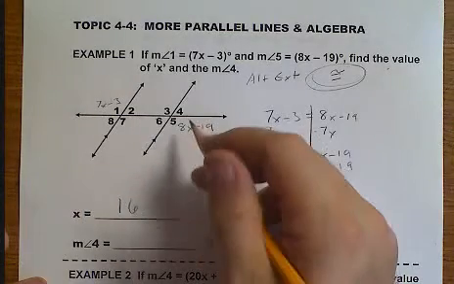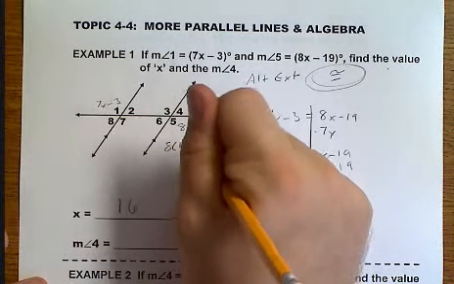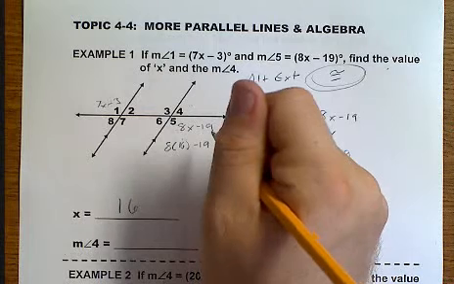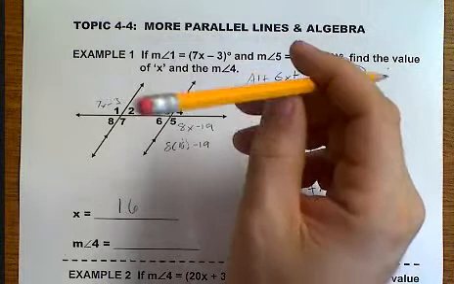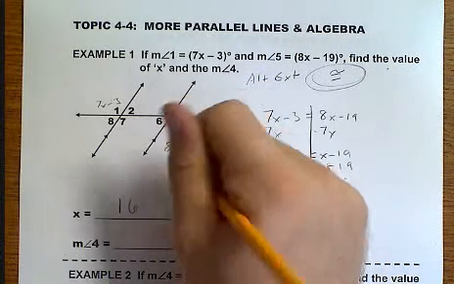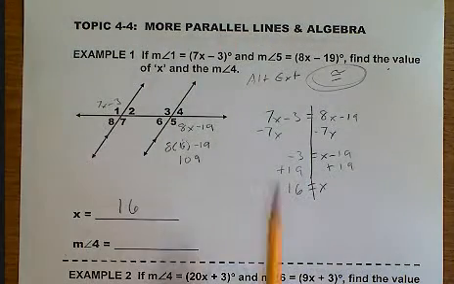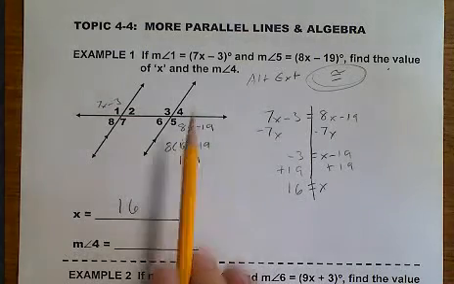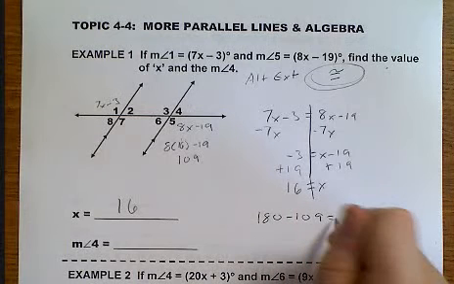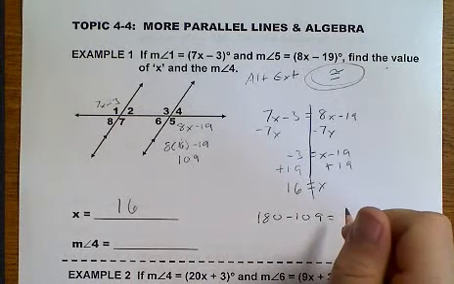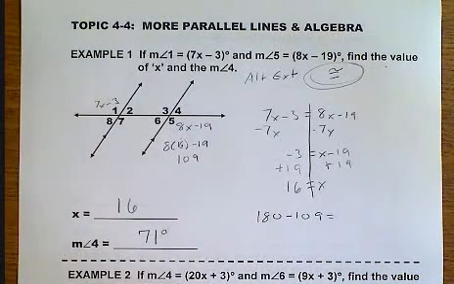So I'm going to go ahead and figure out what angle 5 is. 8 times 16 minus 19. I'm going to go ahead and use a calculator. And we get that this is 109. So, if this is 109, 180 minus 109 is 71. So the measure of angle 4 is 71 degrees.